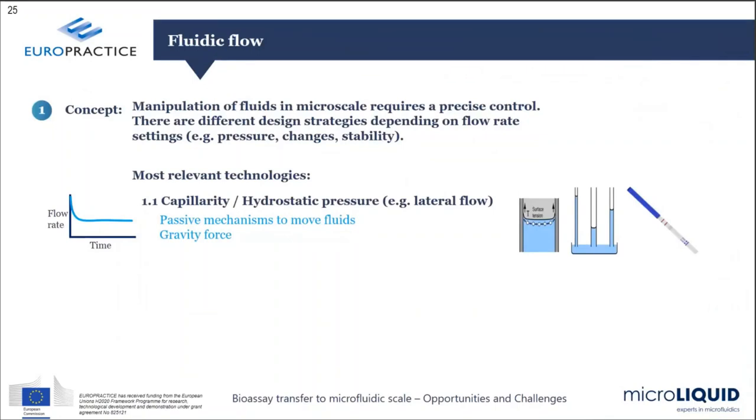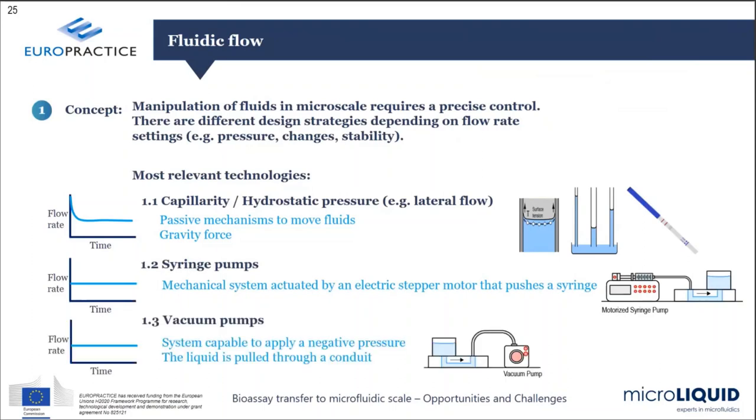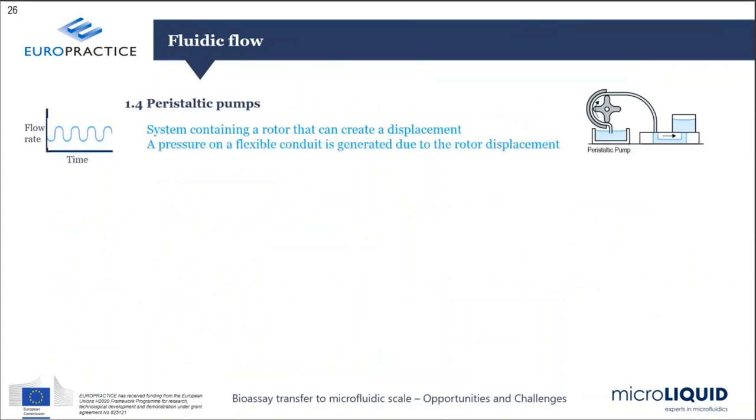First is capillary or even gravity forces. The capillary would be like the capillary tube that I mentioned before, as an example of how to integrate blood into the microfluidic device, or making use of hydrophilic surfaces in order to drag your sample inside the microfluidic device. You could also make use of syringe pumps. You can make use of pumps to create vacuum at your outlet and therefore drag your liquids through the microchannels. You can also make use of peristaltic pumps, which is not more than just a rotor applied to a flexible tube in order to displace the liquids.